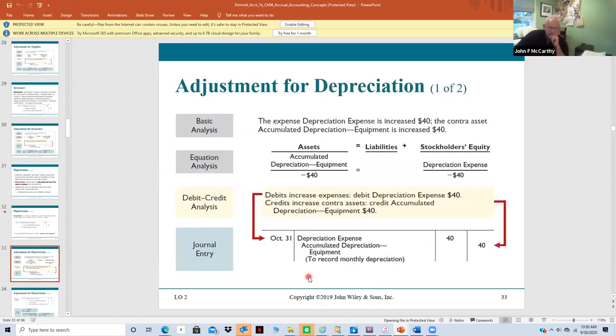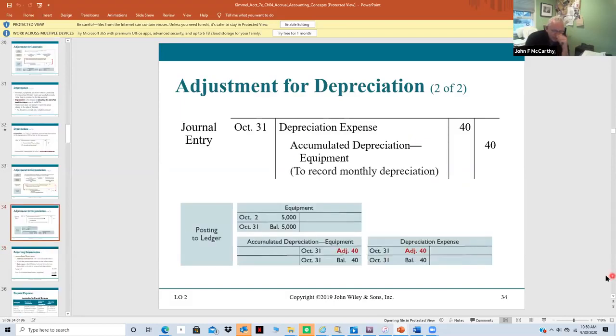All right. And here it is. Debit the expense, credit accumulated depreciation. Take a look at this. Looking in here, debits increase expenses, debit depreciation expense, credits increase contra assets. I'm flying, but you can slow this down and rewatch it. All right, so there's your entry.